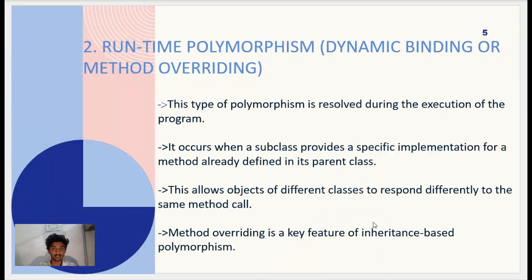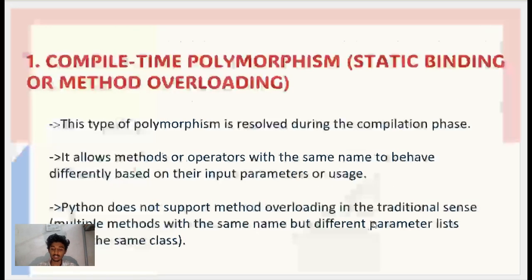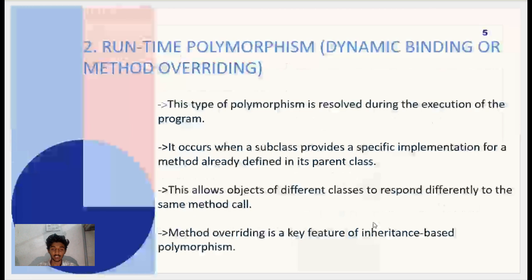And the second one, runtime polymorphism. This is dynamic binding or method overriding. That one is method overloading, and this is method overriding. This type of polymorphism is resolved during the execution of the program. It occurs when a subclass provides a specific implementation for a method already defined in its parent class. This allows objects of different classes to respond differently to the same method call. Method overriding is a key feature of inheritance-based polymorphism.